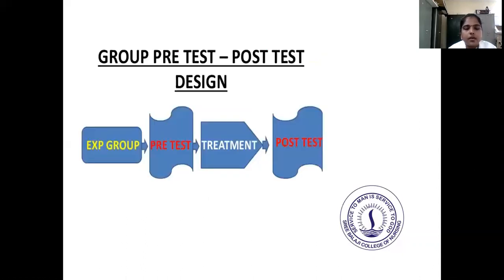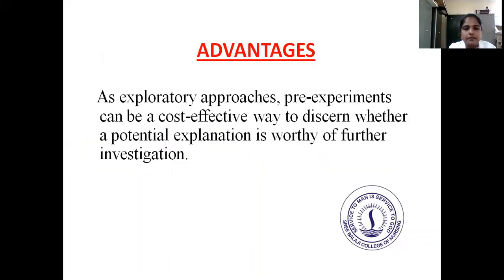So here we are using only one group, the experimental group. For the experimental group, we are doing a pre-test. After the pre-test, the experimental group receives the treatment. Then next we go for the post-test. Here the control group is missing. This is called one group pretest-posttest design.